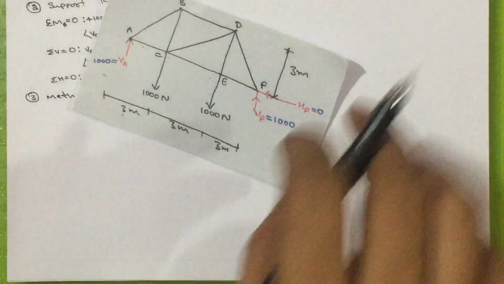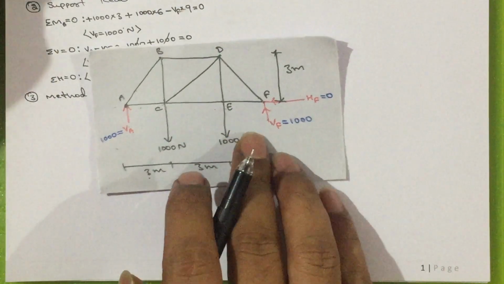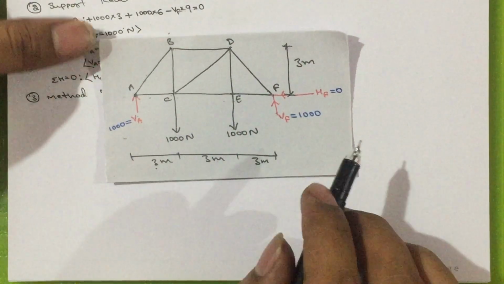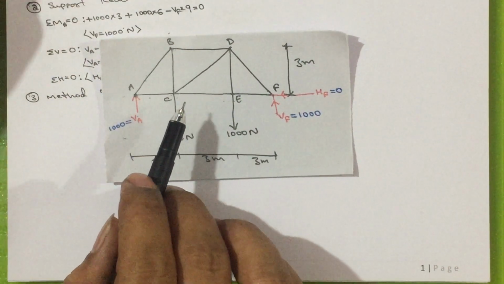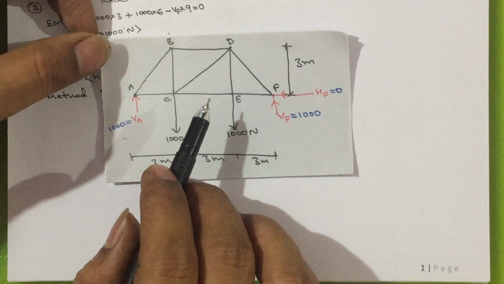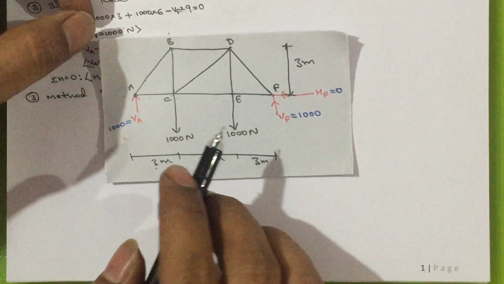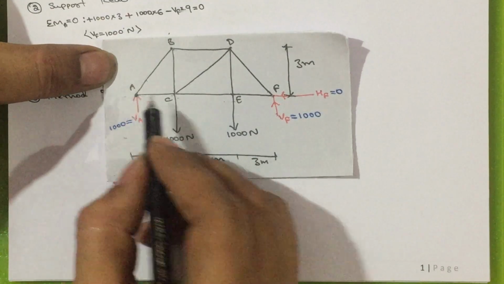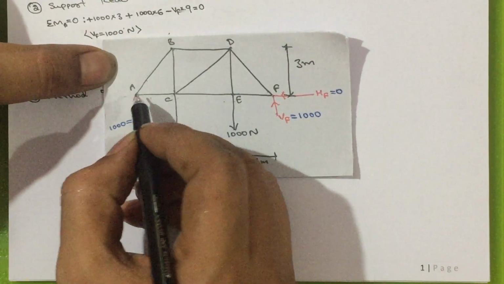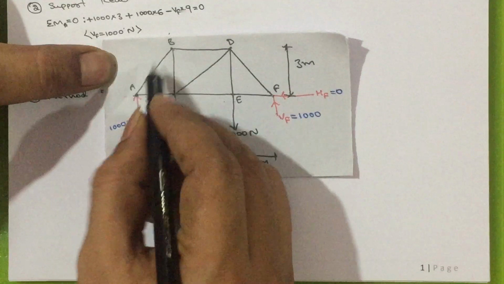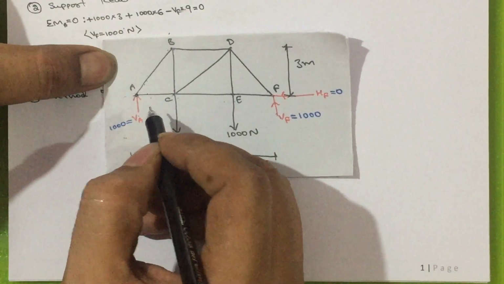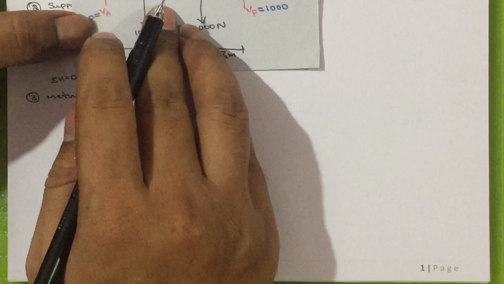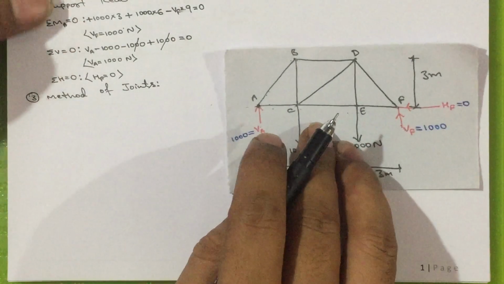So, first we need to select the joint. How we are going to select the joint? We need to select the joint in such a way that there should be less number of unknowns, that is 2 or less than 2. So, if we start from the A joint, VA is known, then AC is unknown, AB is unknown, only 2 unknowns. So, we will start from the A joint.